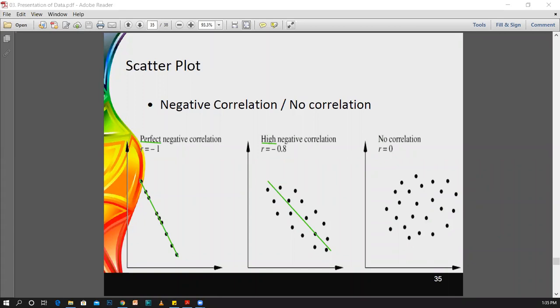Therefore, here we can just say that it is somewhat of an irregular shape. Since it is somewhat like a circle, not like the pattern of a line, in such a situation we can say that there is no relationship among the variables.